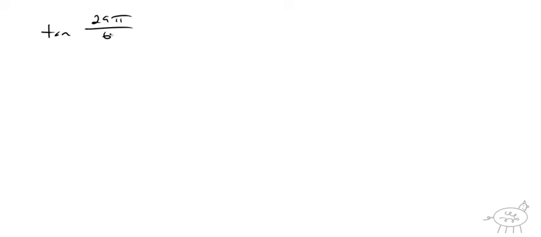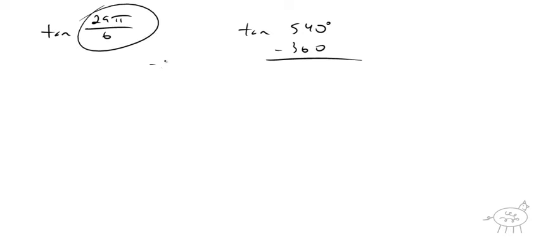And what you want to do is, just like if I said, hey, what is the tangent of 540 degrees? What'd you do first? Oh, I'm going to subtract 360. I'm going to do coterminal. So how do you do coterminal with this guy? You subtract 2 pi. So you could either add or subtract 2 pi.